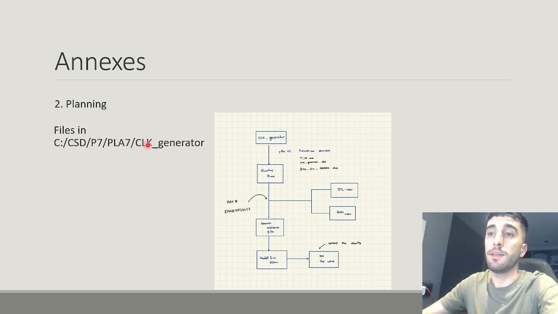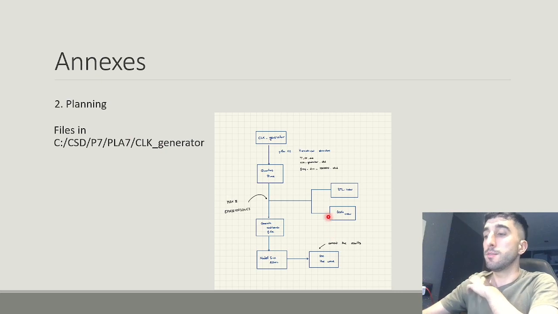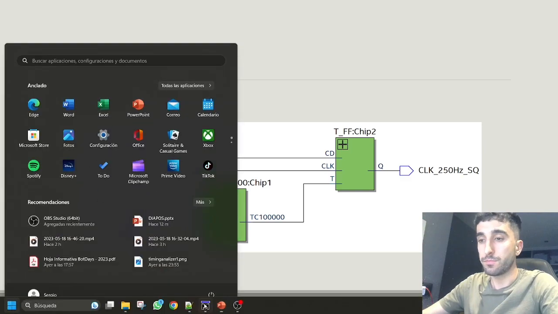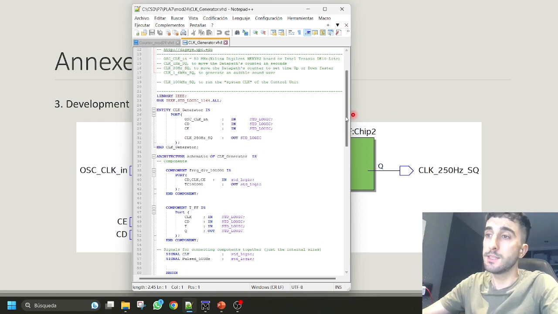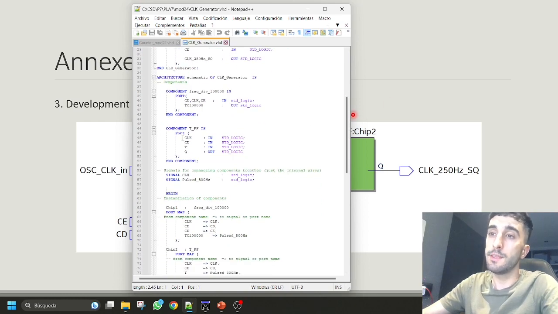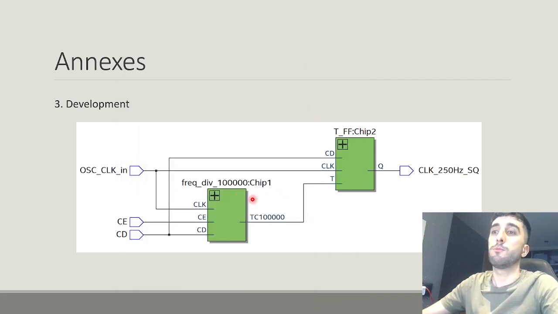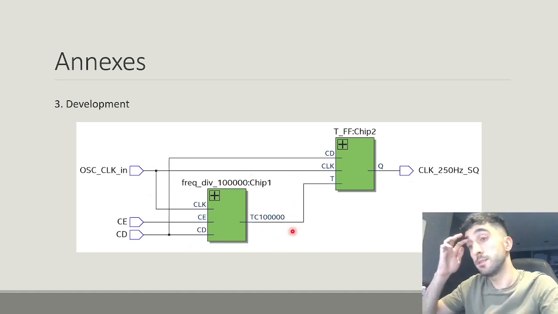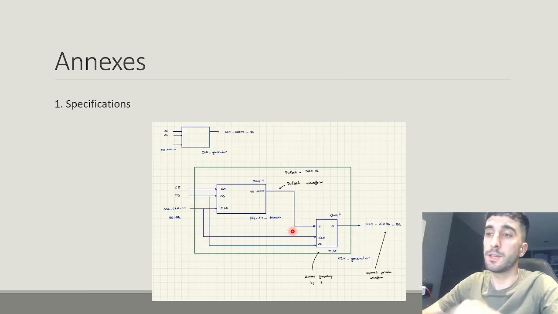And the planning is this. We have the CLK generator in PLA7. All my files are here. So this is the design of the planning, and here in the development we can see the code. Let's have a look. Here we have the entity of the CLK generator. It's a hierarchical structure formed by a frequency divider and a T flip-flop, and here we have all the connections. And when we synthesize this in Quartus Prime, we obtain this design that is the same as this one. So we can see it's well connected.